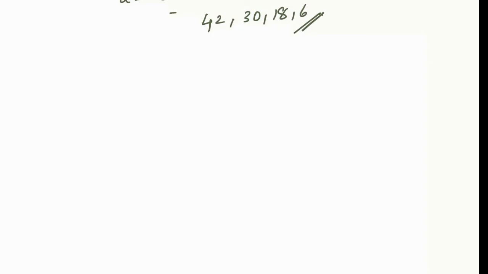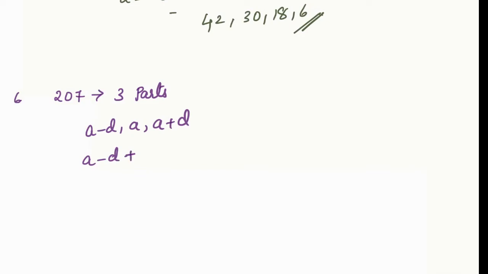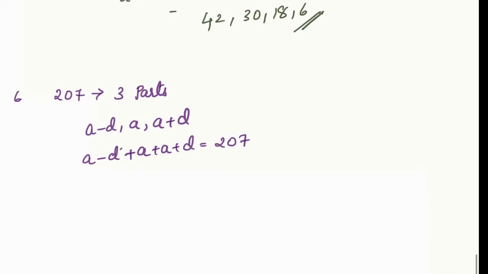Now let me do the sixth question. What is given in the sixth question? Split 207 into 3 parts, 3 parts which are in AP. So you can take the parts as a minus d, a and a plus d. So what do you get? a minus d plus a plus d equals 207. Okay. So you get 3a is equal to 207. a is equal to 207 by 3.